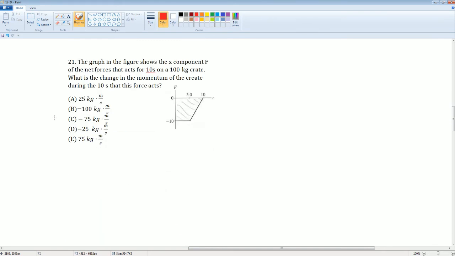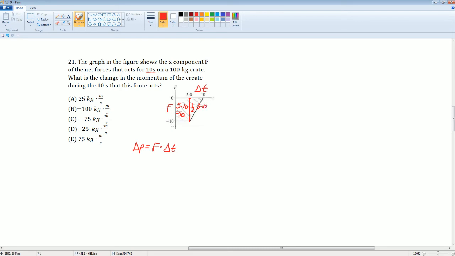Here they're asking for the change in momentum. Please understand the change in momentum can be defined as F times delta T. In this case, this is F, and to the right here is delta T, which is the change. So we can find the area here. The area here is going to be 5 times 10, which is equal to 50, and we know that the area here is going to be 1/2 times 5 times 50.